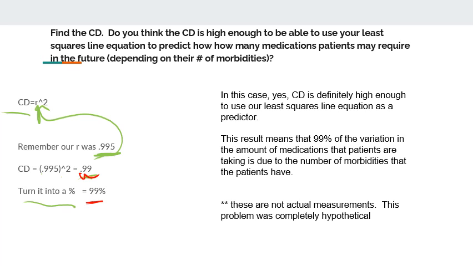When it's 99%, that's actually a really, really good CD. That means it's very high, and that is a good equation to use to predict the future, or just to predict how many medications a patient might require in the future, depending on how many morbidities they have.